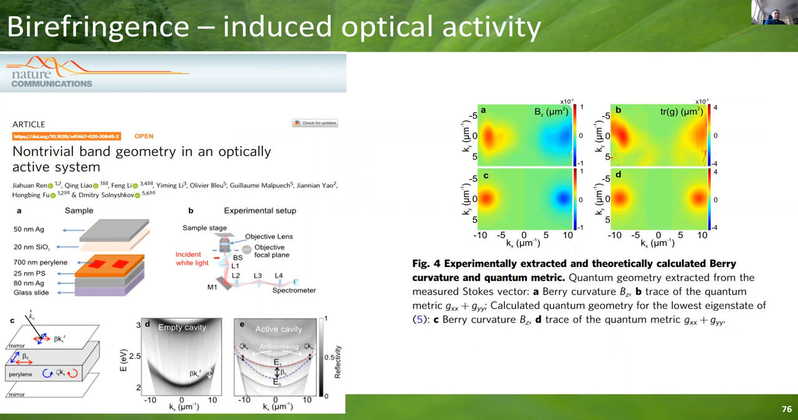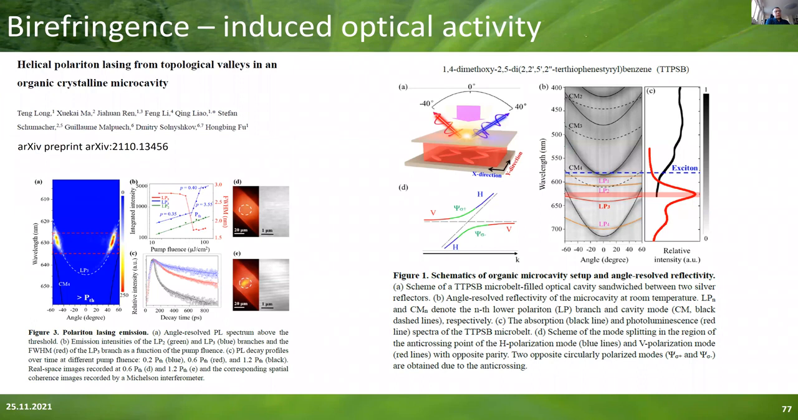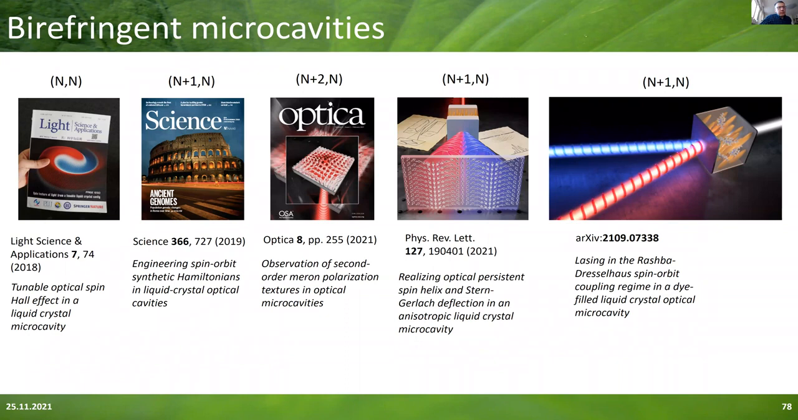There is another very interesting ongoing research on birefringence in general, and on topological or birefaces in birefringent materials. So we would also like to take part in it. There is another group which shows polariton lasing and helical polariton lasing from the valleys. This is a very recent arXiv paper I found actually this evening. But they also showed very similar optical activity induced lasing.